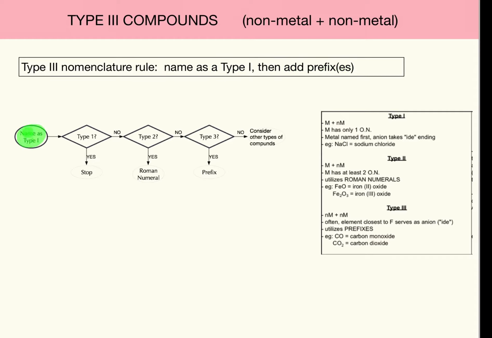Looking at that according to our flow diagram, we're going to name it as a type 1. Once we see that it doesn't have a type 1 metal, we're going to check to see if it's a type 2. Once we see that it doesn't have a type 2 metal, as a matter of fact, it has no metal at all, it's a type 3, which is defined as 2 nonmetals. We're going to keep our type 1 name, but we're just going to add a prefix, as our original nomenclature grid stated.